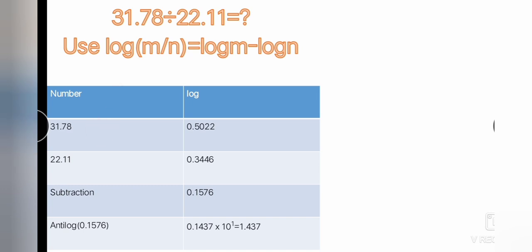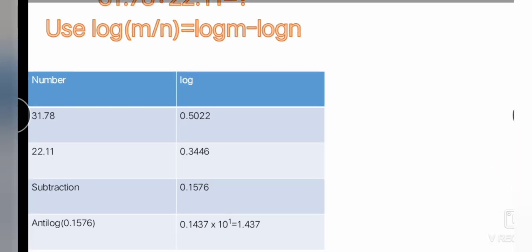You can see there are two numbers, 31.78 and 22.11. We have to subtract their logs. See the logs in the log table, subtract, and see the antilog of this subtraction. You will get the division as 1.437.